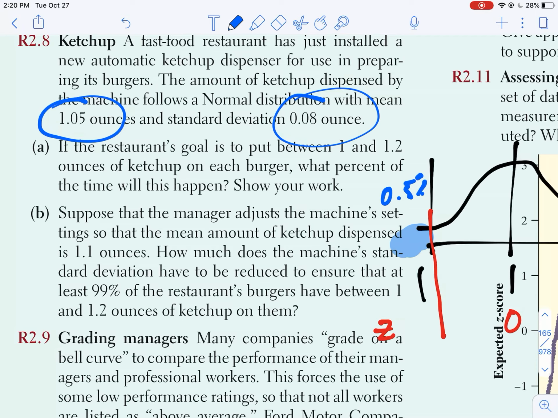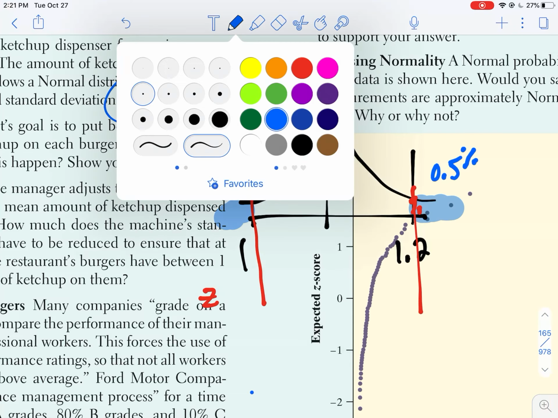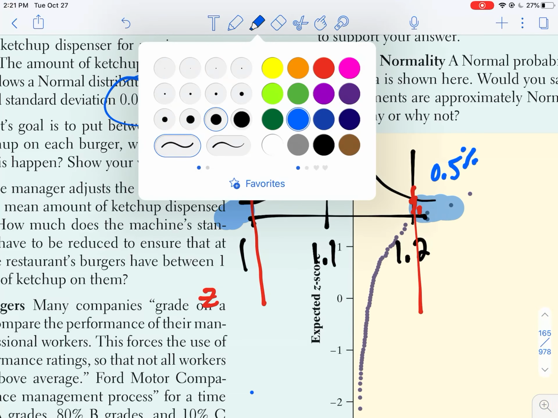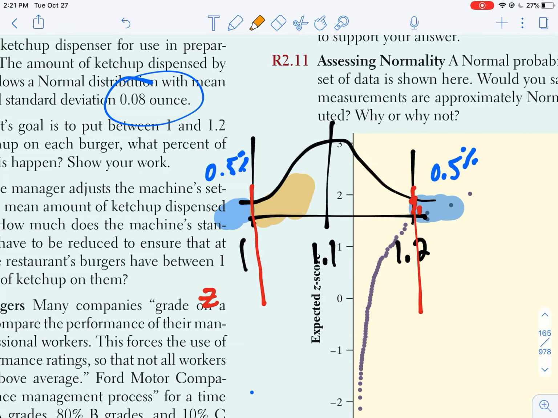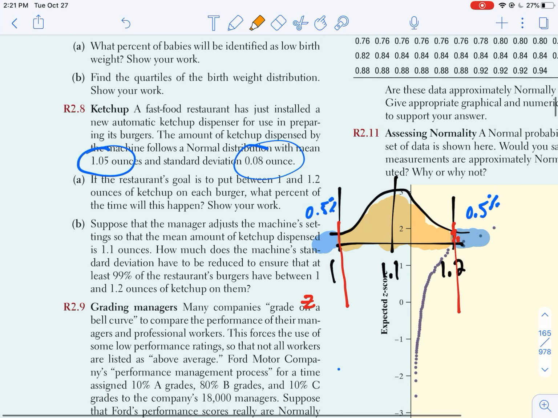All right, so we have a new mean now of 1.1. We don't know the standard deviation. I'll show you my first step here. I drew a normal distribution. I like to work with that. I know I want 99% of my data to be right here in the middle 99%. I want to go from 1 to 1.2 ounces.